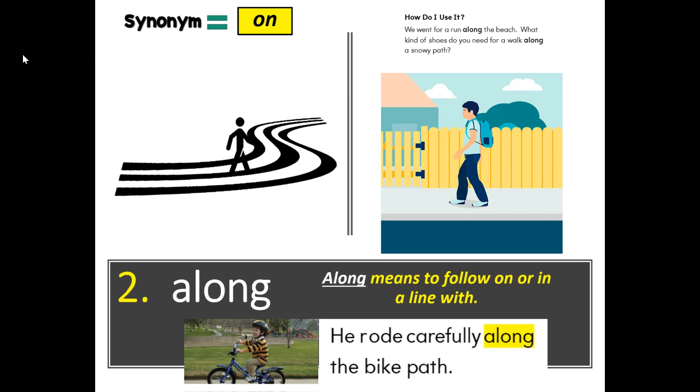How do I use it? We went for a run along the beach. What kind of shoes do you need for a walk along a snowy path? You could also say, we went for a run on the beach. What kind of shoes do you need for a walk on a snowy path? So make sure you have along. Along means to follow on or in a line with.